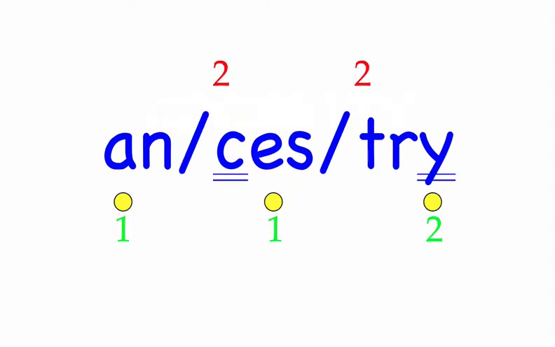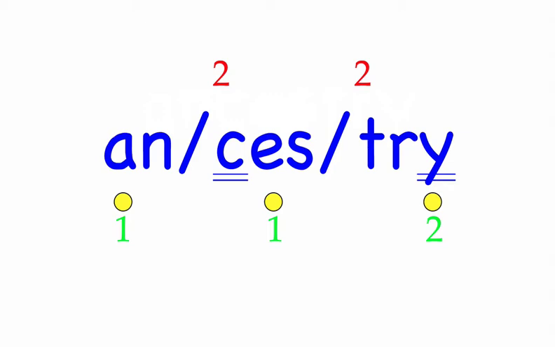Ancestry. Mark the word. When C is followed by E, I, or Y, it will almost always represent its second sound. When Y comes at the end of 2 or more syllables, it will normally represent its second long sound. When Y represents its second long sound, we double underline the Y.